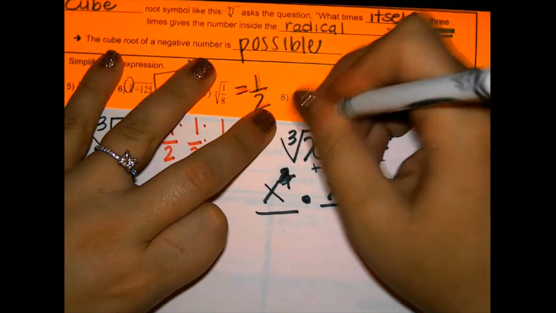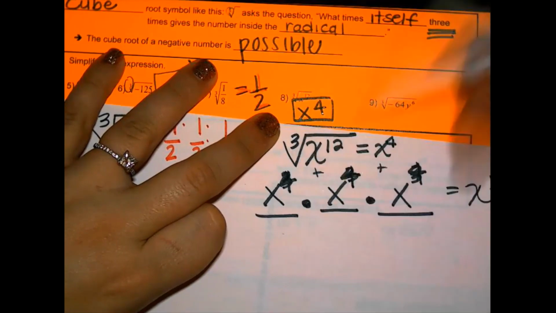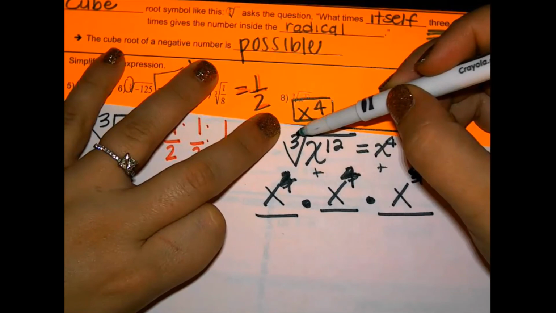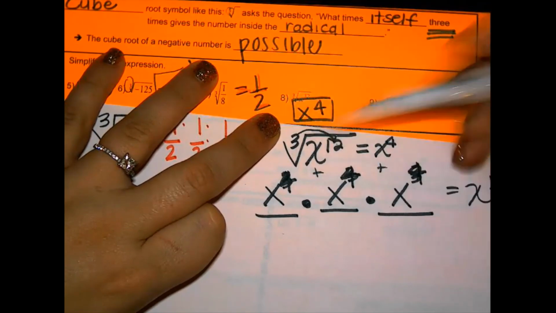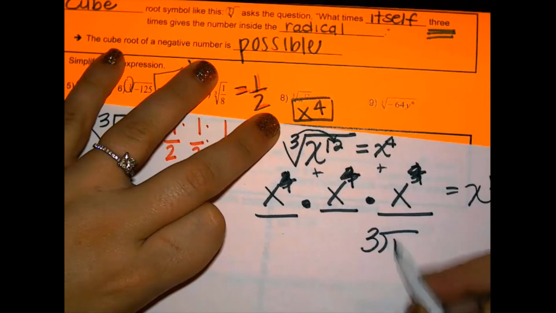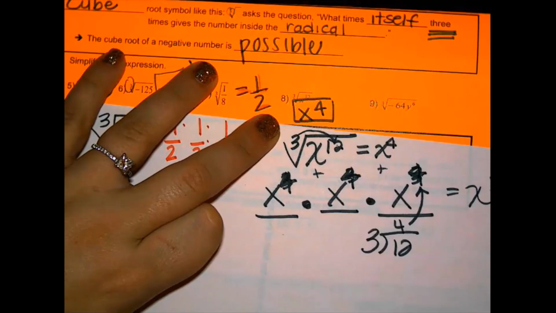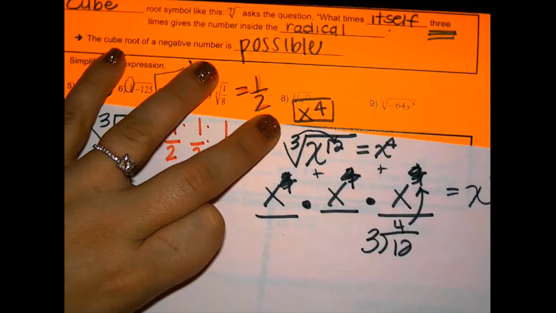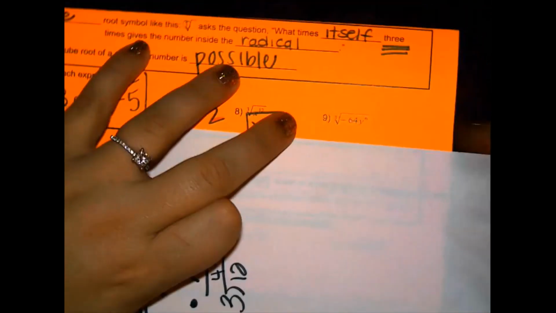Now we also talked about how we could get the answer another way. This is why the answer is x to the fourth. All we have to do is take this index right here and divide it into this. So 3 goes into 12 4 times. That's how we would know to split this up into exponents of 4, because it's 3 groups of 4. 3 times 4 is 12.